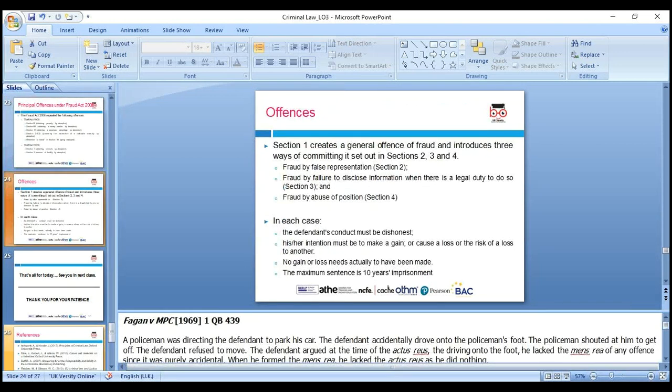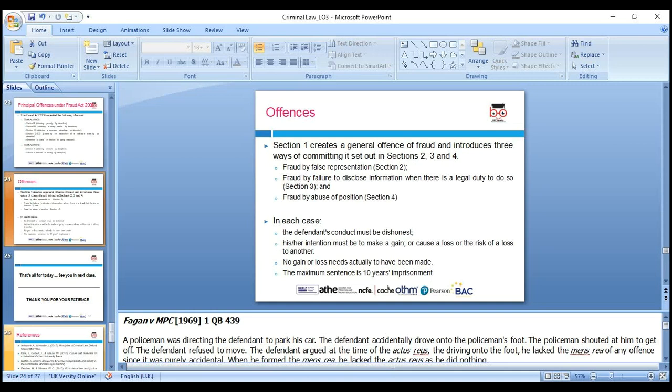Okay, then we can look at the offences. Section 1 creates the general offence of fraud and introduces three ways of committing it, in sections 2, 3 and 4: fraud by false representation, fraud by failing to disclose information, and fraud by abuse of position. So that comes under fraud. Any question there?